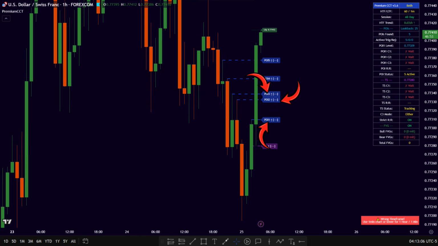POI 1 is always the most recent level from 2 candles back. POI 2 might be from 6 candles back, POI 3 from 12 candles back, depending on where untouched levels exist in the history.